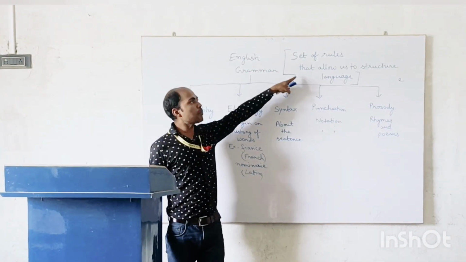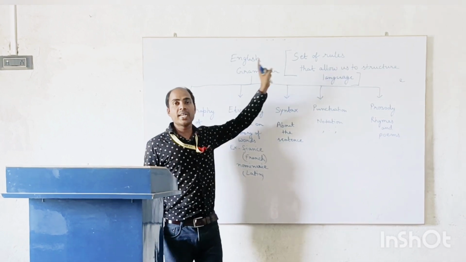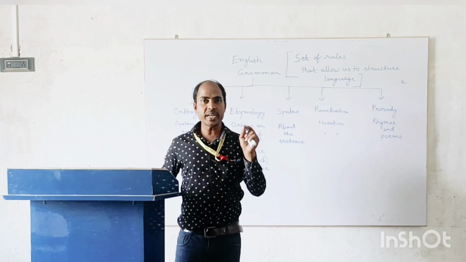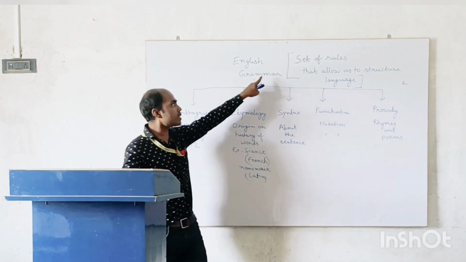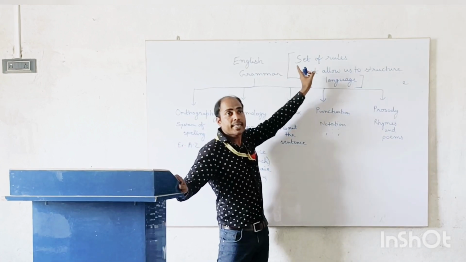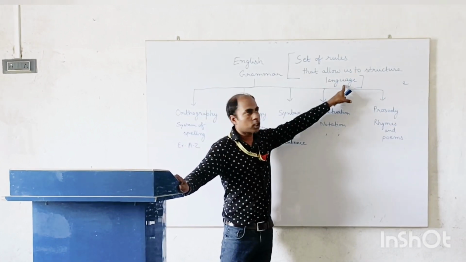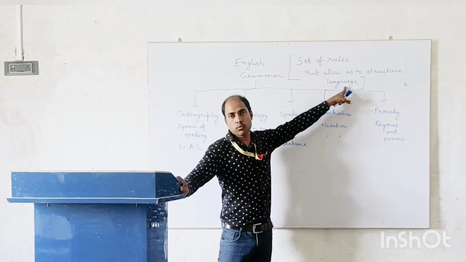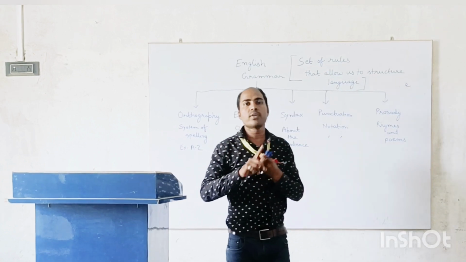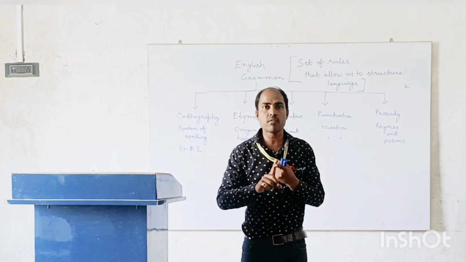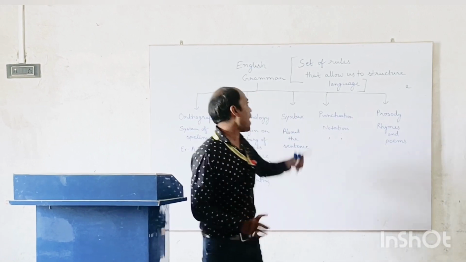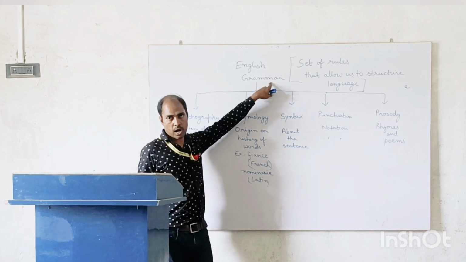So this is the simplest definition I have taken, and you should always remember that if anyone asks you what you mean by the term grammar, you can easily say that English grammar is a set of rules that allow us to structure the language. In other words, we use those rules to make our language perfect, appropriate, and correct. That is the meaning of English grammar.